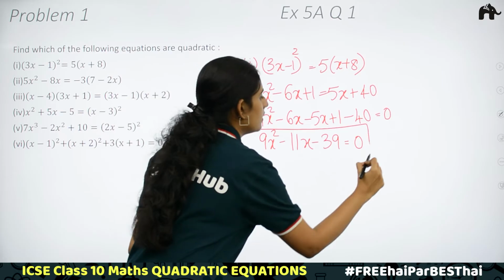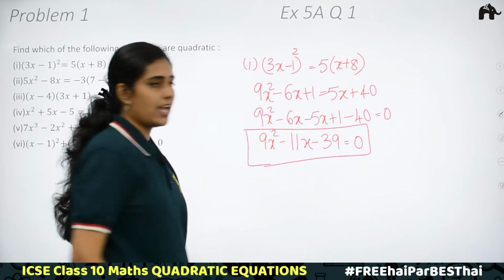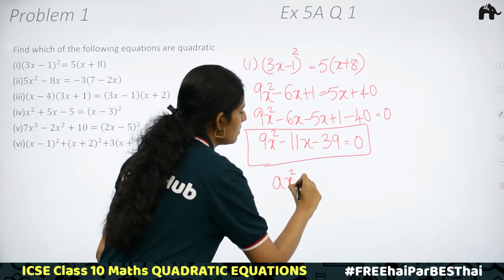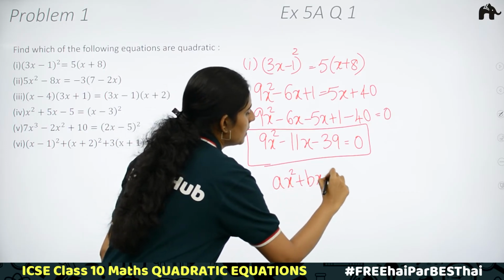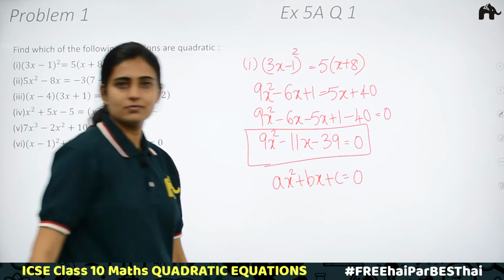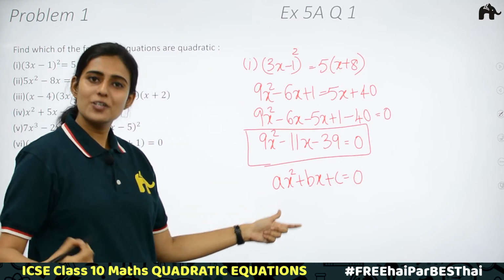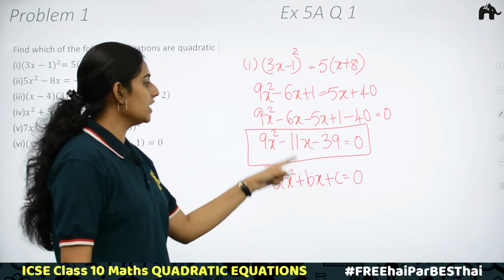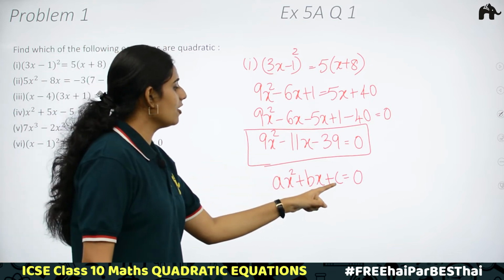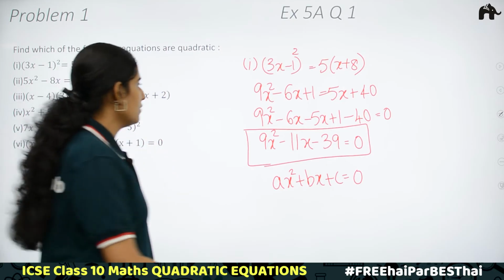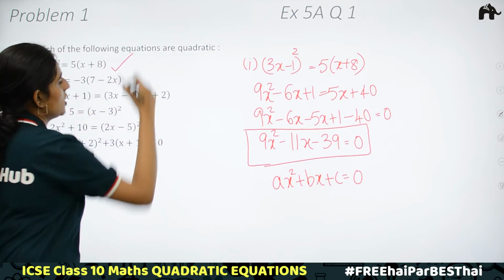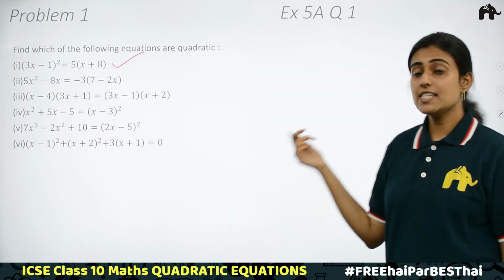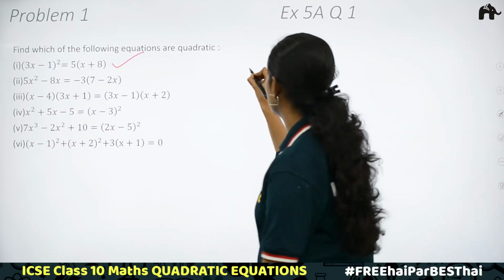Now, we obtained an expression. This is of the form ax square plus bx plus c is equal to 0. This is the standard form of quadratic equation. Here the value of a is 9, value of b is minus 11 and value of c is minus 39. Therefore, the first expression is a quadratic equation. Got it?